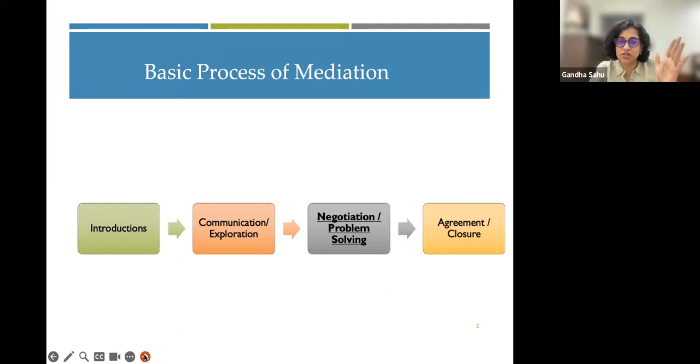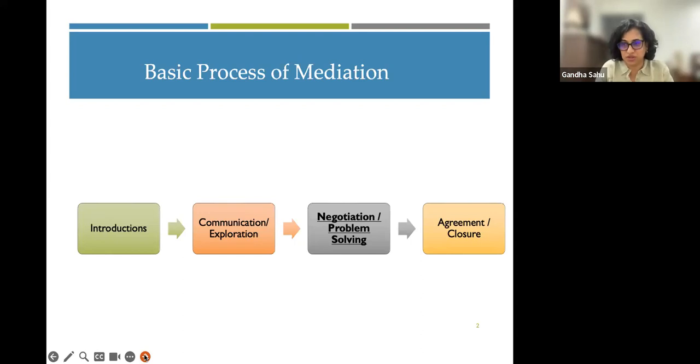So introductions, communication, exploration, negotiation, problem solving, and agreement and closure. What we are looking at in this stage is problem solving. Parties have come to you with a problem. You've gone through a stage where you've heard them in the introductions and the communication. You've also reached a point where you have re-established communication if it was broken down. So negotiations generally begin only after parties are actually facing each other and talking to each other.